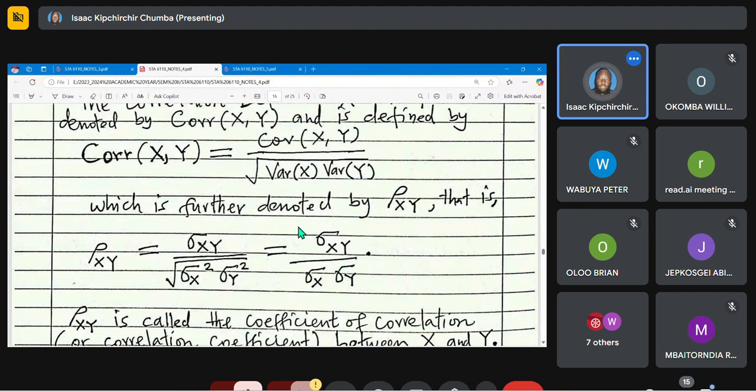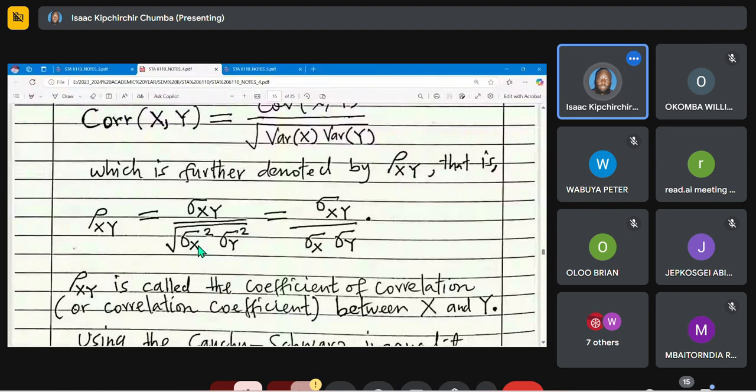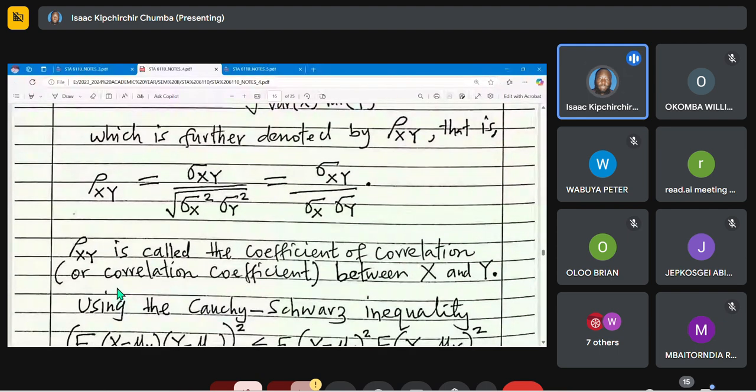Now, you have this notation. If you get the square root of sigma x squared, you get the standard deviation sigma x, and sigma y, the standard deviation of y. So rho xy is sigma xy, which is the covariance, over the product of standard deviations. Rho xy is called the coefficient of correlation, or correlation coefficient. It doesn't matter how you say it. It's called the correlation coefficient between x and y.